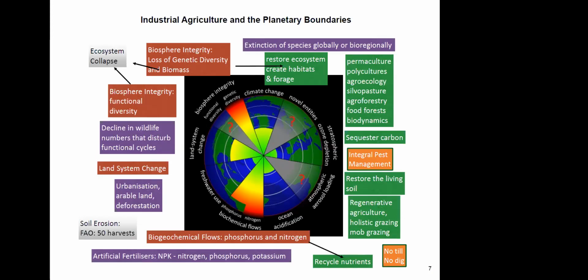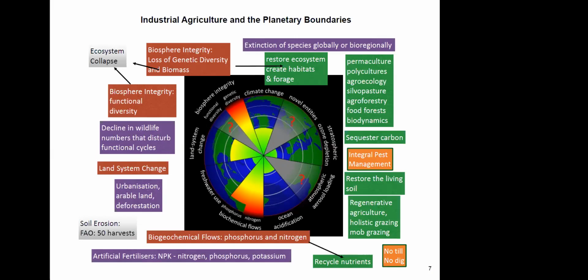Land system change there in the middle is really quite obvious when we're looking at this, because there is urbanization, of course. We're covering a lot more of our land with concrete and tarmac and houses and shopping malls and all of these things. And we're taking away the habitats that wildlife need to live and to reproduce and to provide food for itself.